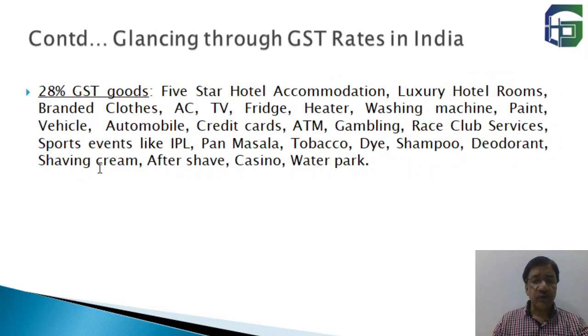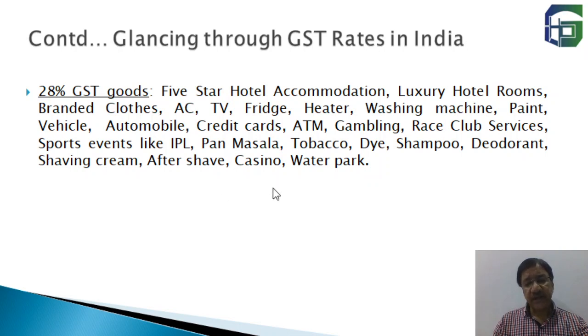You see here 28% GST goods: 5-star hotel accommodation, luxury hotel rooms, branded clothes, AC, TV, fridge, heater, washing machine, paint, vehicles, automobiles, credit cards, ATM, gambling, race club services, sports events like IPL, pan masala, tobacco, hair dye, shampoo, deodorant, shaving cream, aftershave, casino, water park services, etc. So these belong to the 28% category.